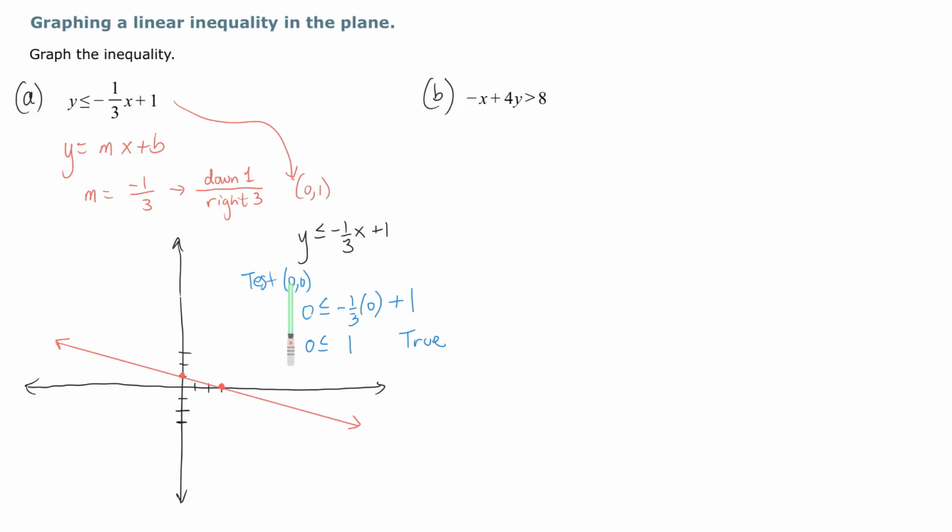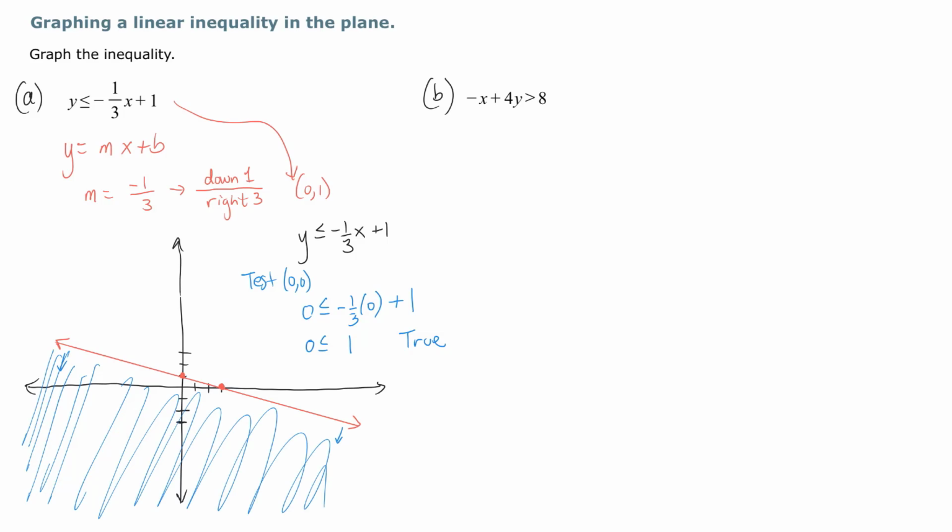So you only need to test 0, 0. You only need 1. You could easily test 0, negative 3 as well. It's going to give you a true statement. So we always shade all the true statements. In this case, we shade the 0, 0 side. So let's shade.